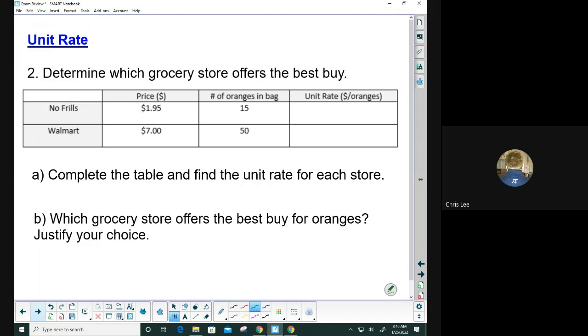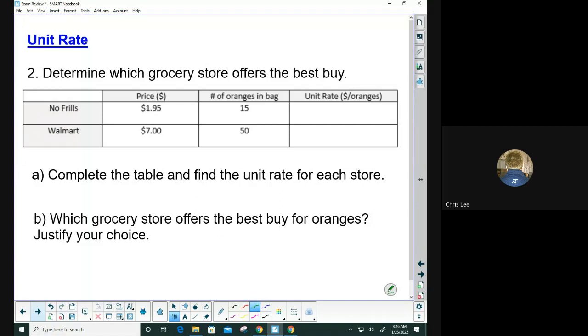All right, so what we're trying to do is figure out what is the better buy. To do that, we're going to find something called the unit rate. Because remember, what we want to find out is the price for one object. That way we can compare it. Right now, obviously, the Walmart oranges are going to be more expensive because you're buying 50 of them. So, of course, it's going to cost you more. The question is, is it a better deal? So we want to know how much it is per orange. So how do I figure out what the price per orange at No Frills is?